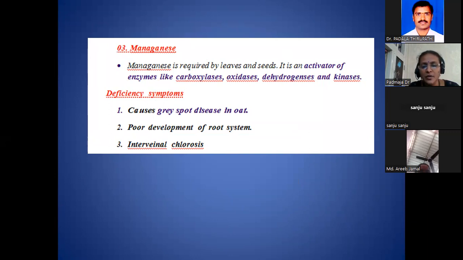So in order to activate these, they play a very important role, and even for the splitting of the water molecules in the light reaction, they play a very important role. And the deficiency symptoms: this causes gray spot disease in oats, poor development of the root system will be seen here, and the intervenal chlorosis can also be a deficiency of this manganese.